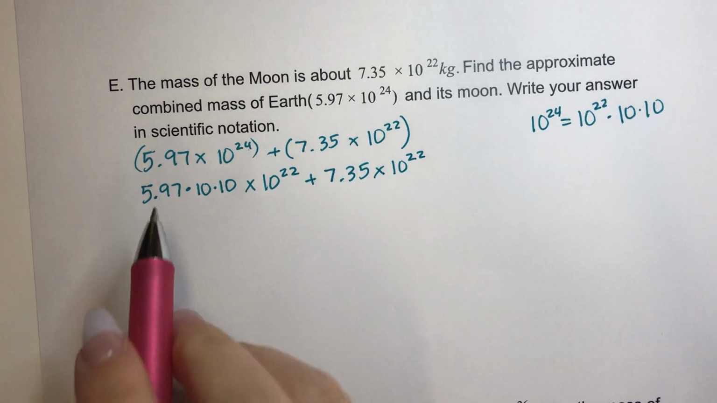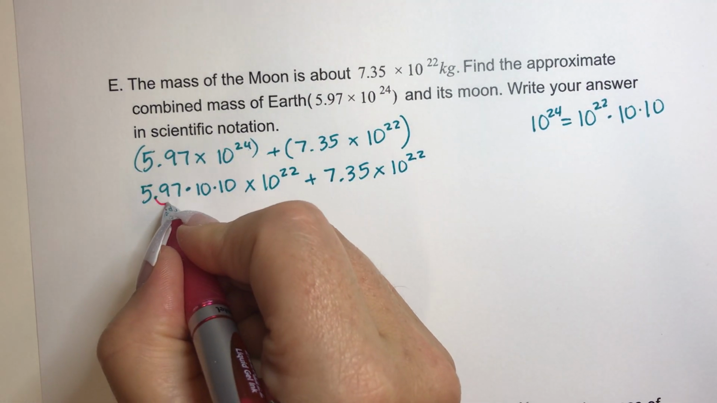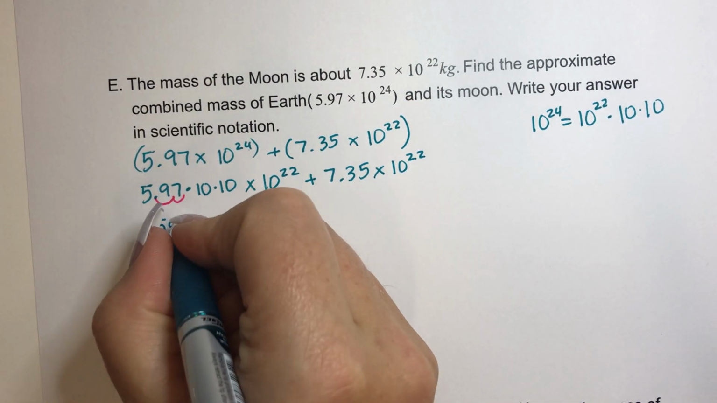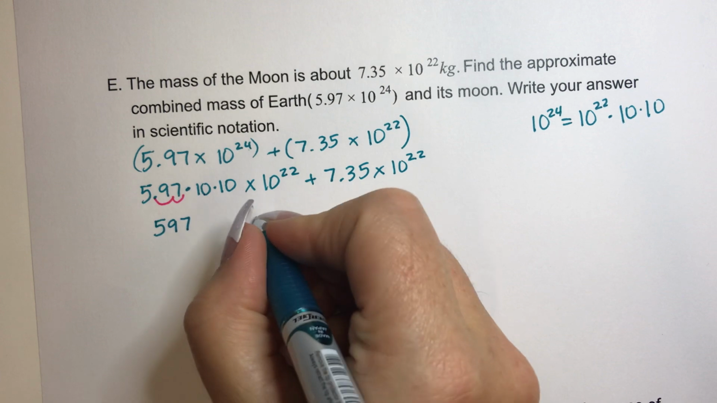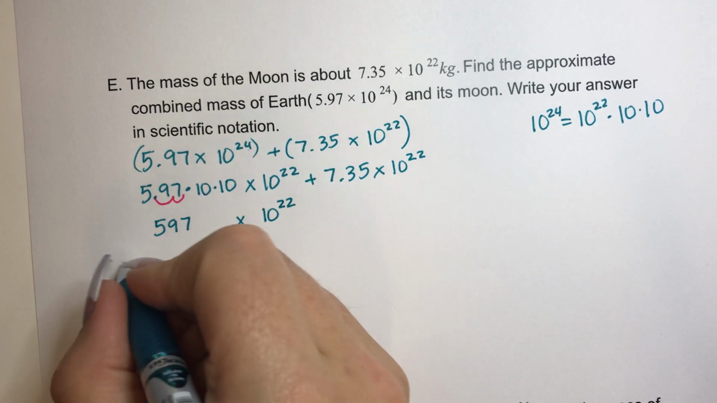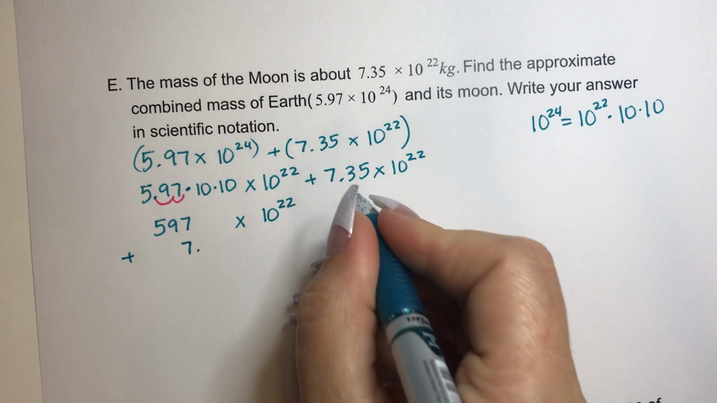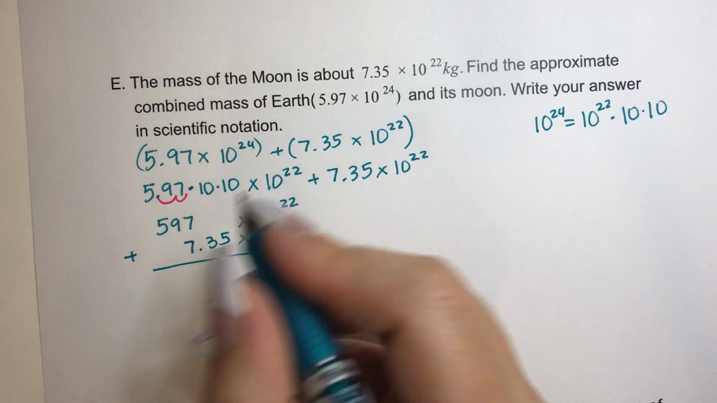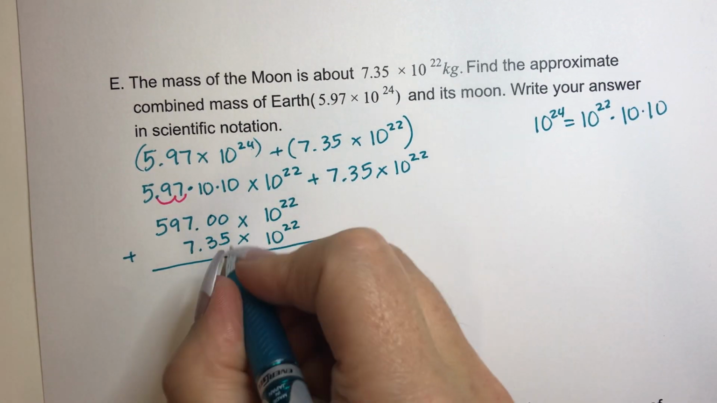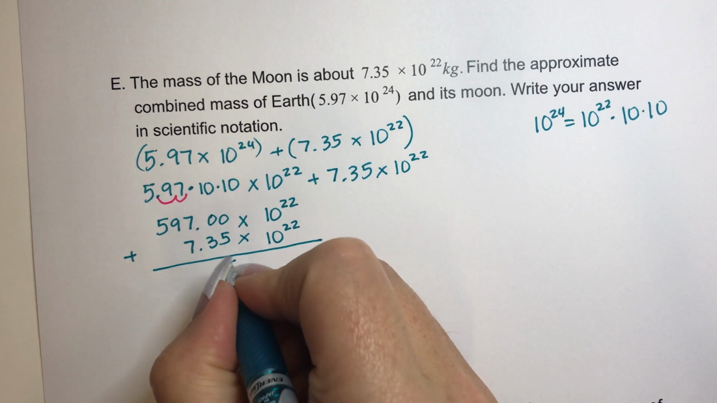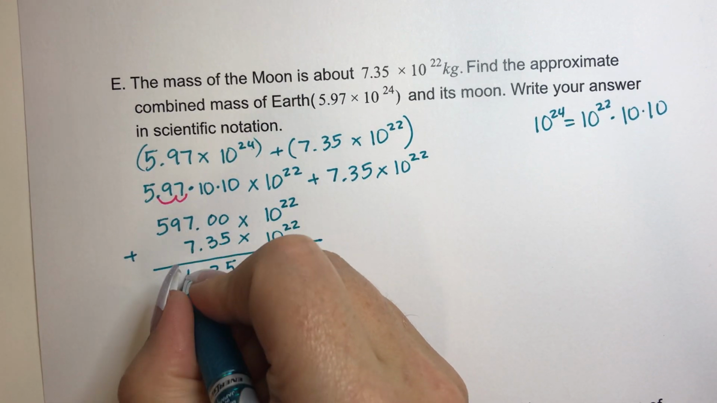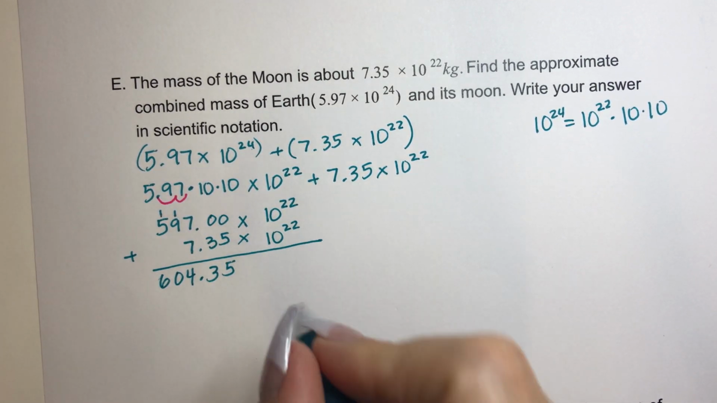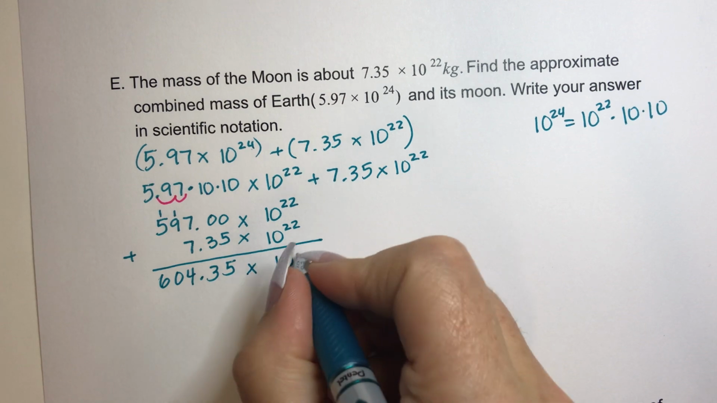Okay, so as I multiply this by 10 twice, this number is going to get bigger by 1 and then bigger again. So I end up with 597 times 10 to the 22nd power, and this is added to 7.35 times 10 to the 22nd power. Okay, I'm going to put a decimal and 2 zeros. Okay, so it's just a big addition problem. 0 plus 5 is 5, 0 plus 3 is 3, 7 plus 7 is 14, write the 4, carry the 1, 1 plus 9 is 10, write the 0, carry the 1, 1 plus 5 is 6. Okay, so we end up with our answer here.